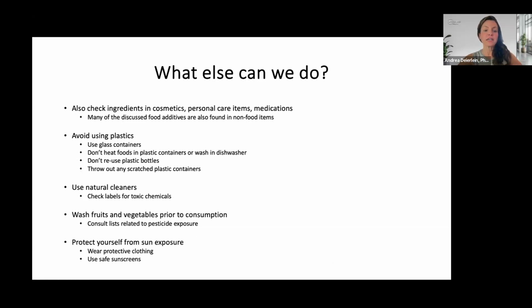And there are obviously lists that you can look at in terms of pesticide exposure, if that's something you're concerned about, and certain foods that rank better on those lists, and certain fruits and vegetables that you might be better off buying organic, spending the extra money, and then others that you could buy the conventional varieties of, as well as protecting yourself from sun exposure, et cetera.